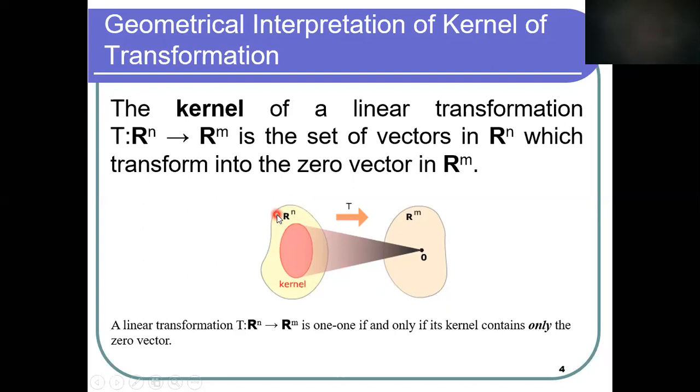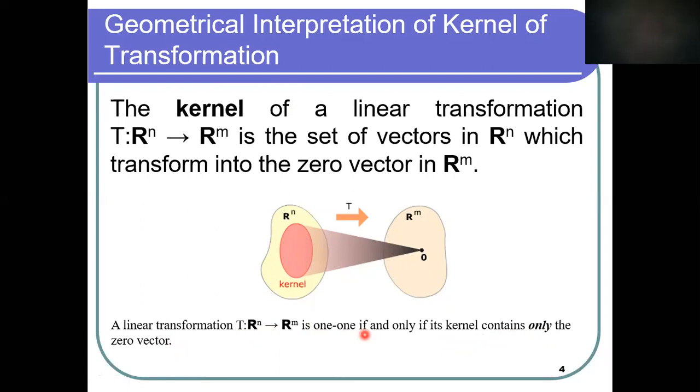So the kernel of transformation is a many-to-one transformation. There are a number of elements that all map onto zero. In that case, dear student, the transformation is not one-to-one. It will be one-to-one if only the zero element of the domain maps onto the zero element of Rm. So a linear transformation from Rn to Rm is one-to-one if and only if the kernel contains only the zero vector. If it contains only zero, then the transformation will be one-to-one.